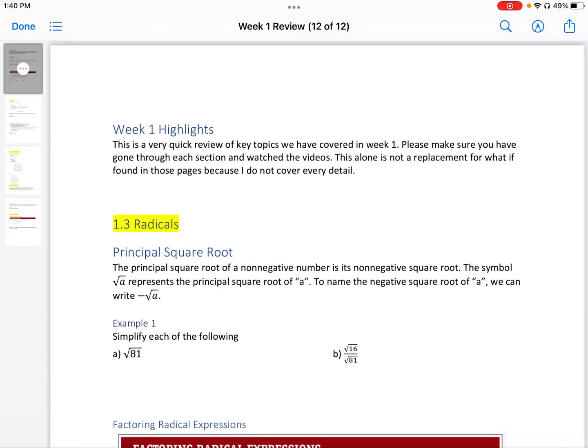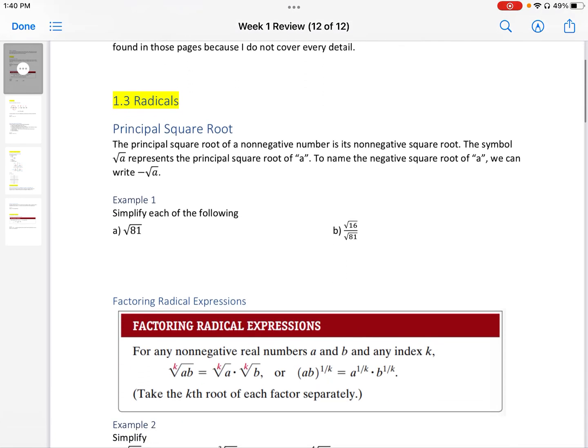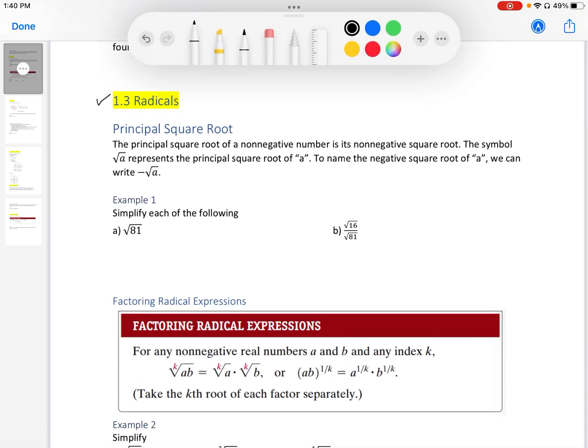Hello, this is a quick video over some of those key topics you learned in week 1. One of the sections I would like to highlight is section 1.3, radicals.